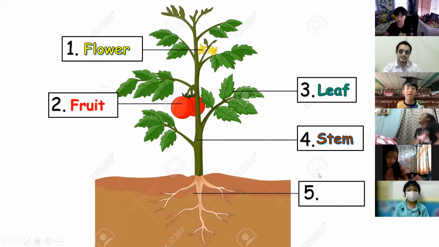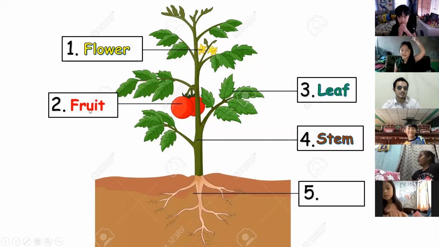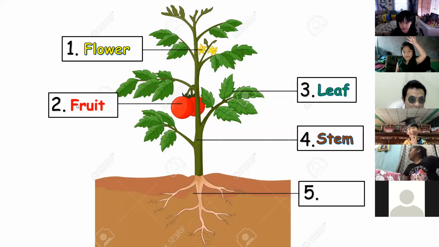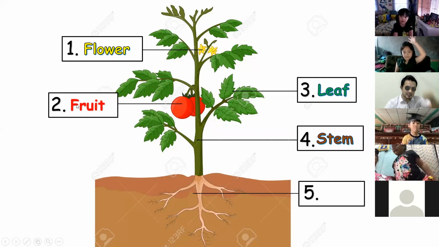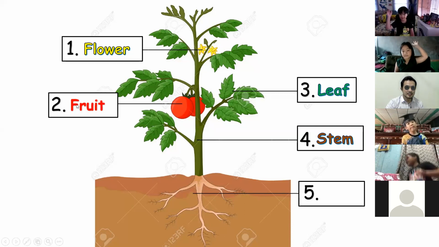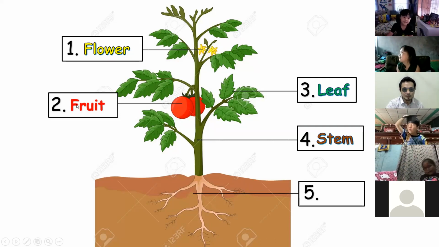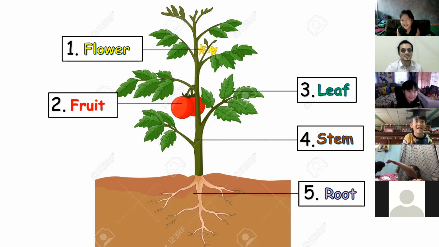Next, last but not the least, we have Austin. Who is Austin? Yes, you. Are you a girl or a boy? Girl, right? Click something there, I can't hear you. Root. Let's see if your answer is correct. Yes, your answer is correct. Great job.